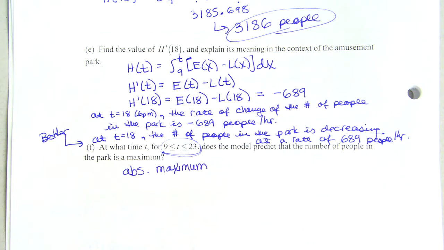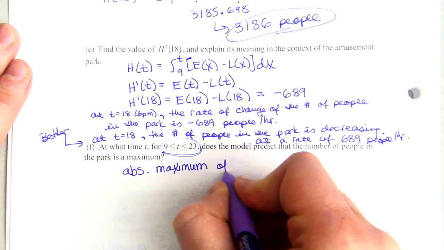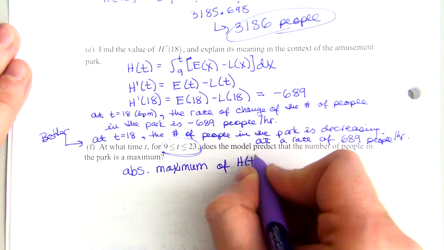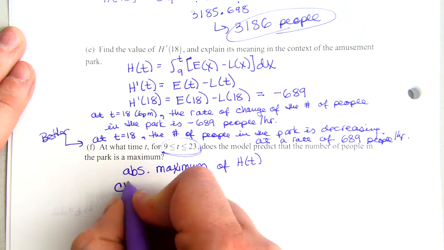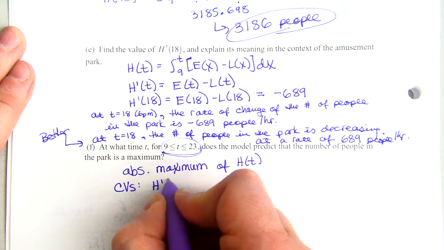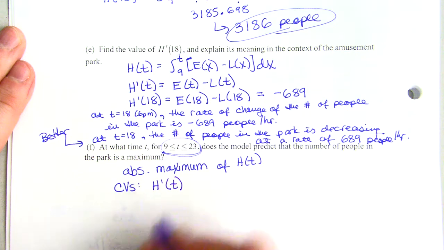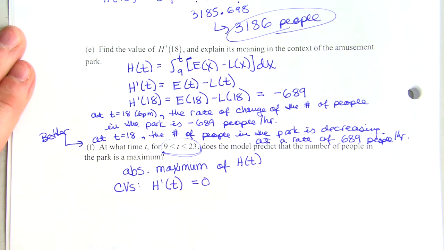How do we find an absolute maximum? Well, we're going to use the candidates test. I want to find the absolute maximum of h of t. I'm going to use the candidates test. I need my critical values. I need to figure out where the derivative of h of t equals 0.